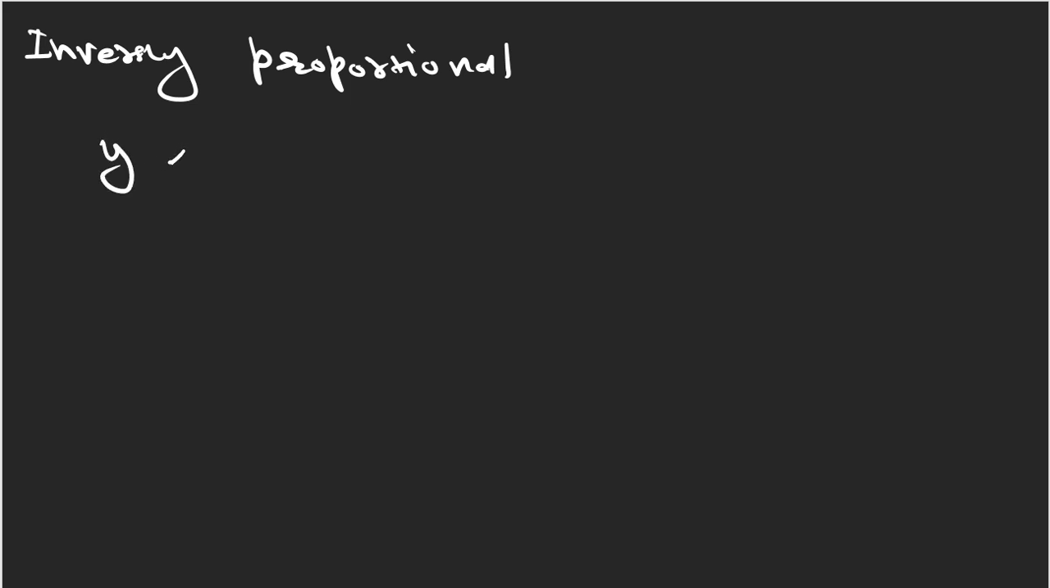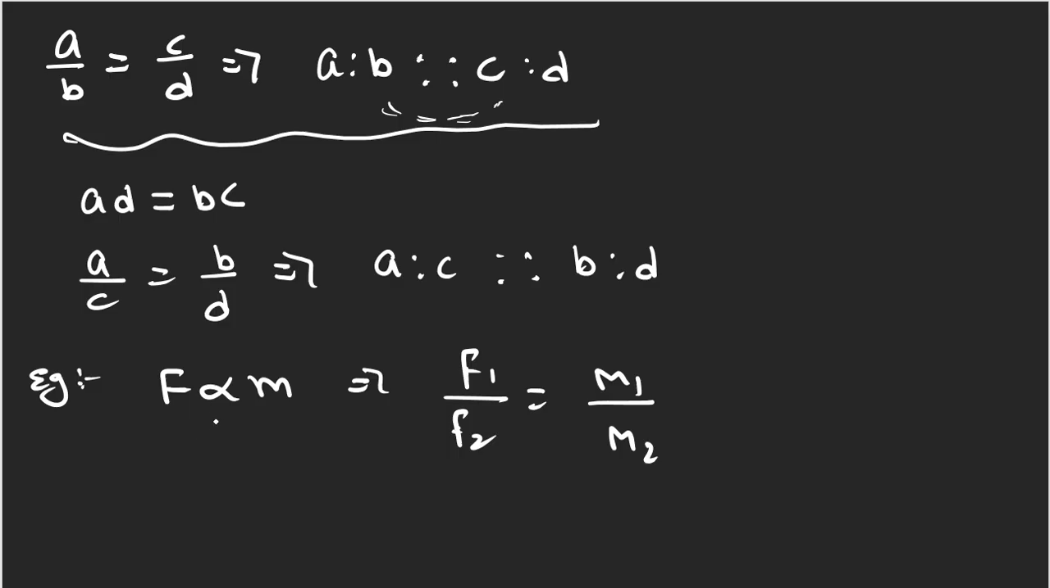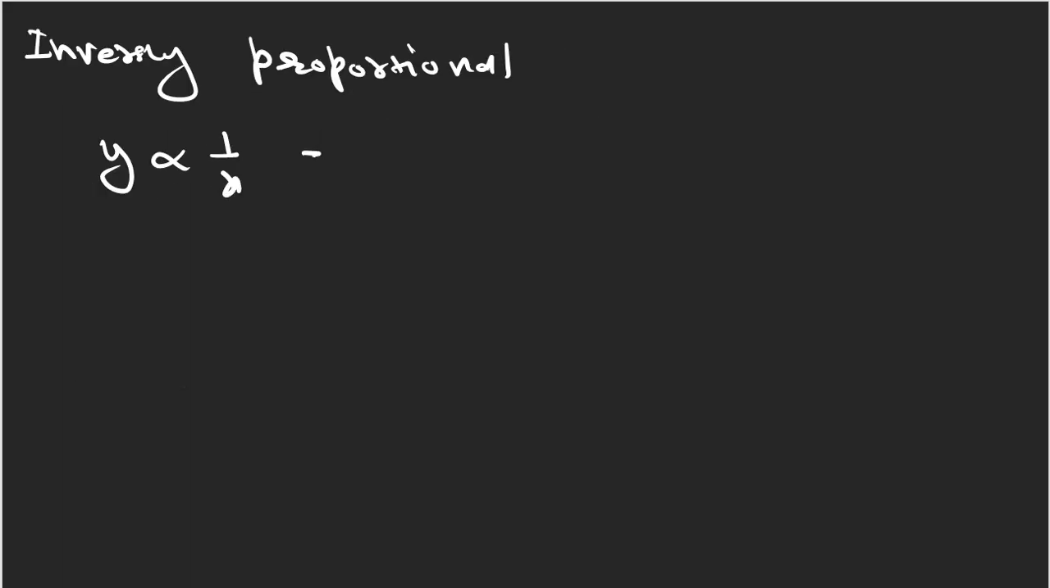In the same way, we have one more type of proportionality which is called inversely proportional. For example, suppose that we say y varies as 1 by x. Here also, this is the proportionality sign. F varies as m, so f1 by f2 is equal to m1 by m2. Similarly, here y varies as 1 by x. It means y1 by y2 is equal to x2 by x1. Like they are inversely proportional.